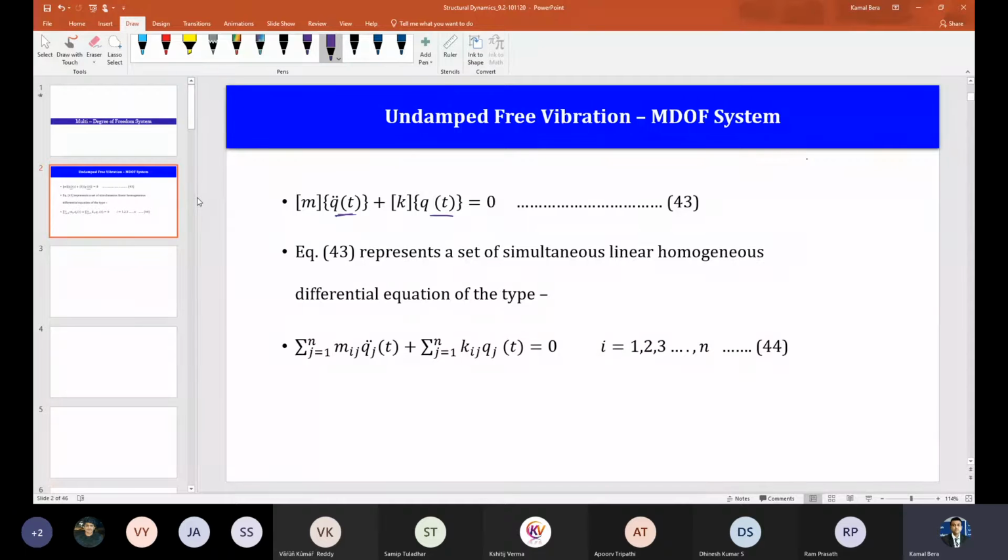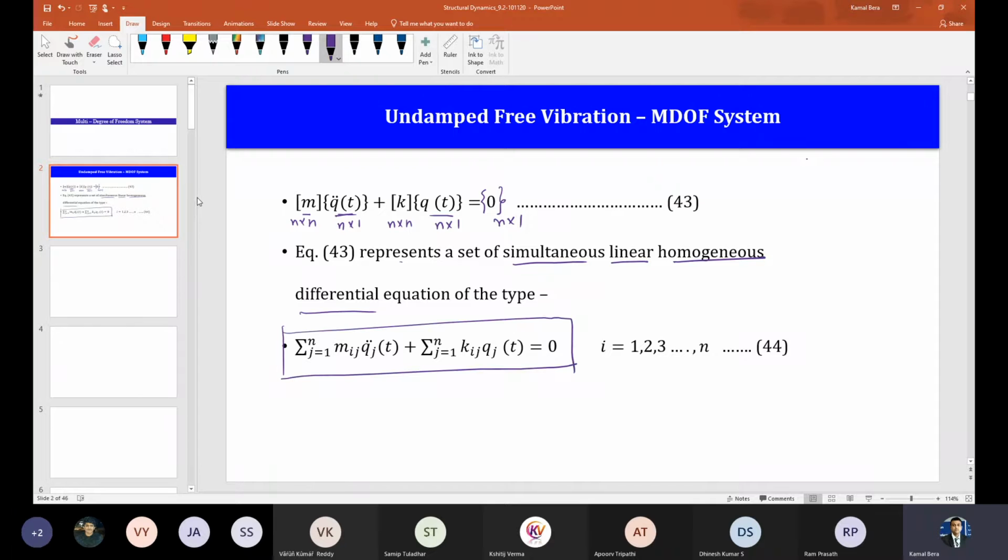I'm talking now about undamped free vibration, so there is no forcing function and the damping matrix is absent. So this is my mass matrix, of size n cross n, acceleration vector n cross 1, stiffness matrix n cross n, displacement vector n cross 1, and obviously the force vector is n cross 1 of all zeros. It represents a set of simultaneous linear homogeneous differential equations, and each equation is of this type. This is basically an index representation of the matrix equation, index notation I can write like this, for your convenience.